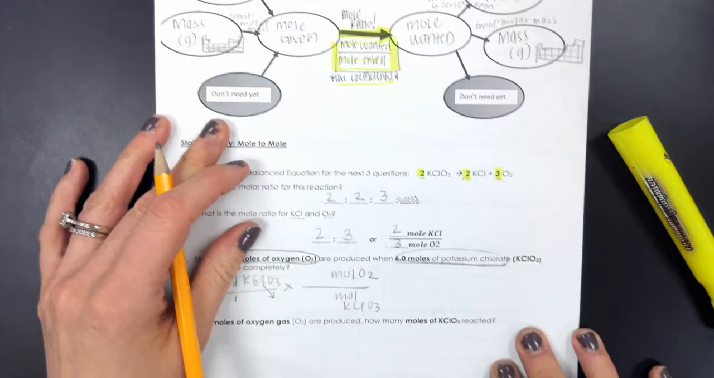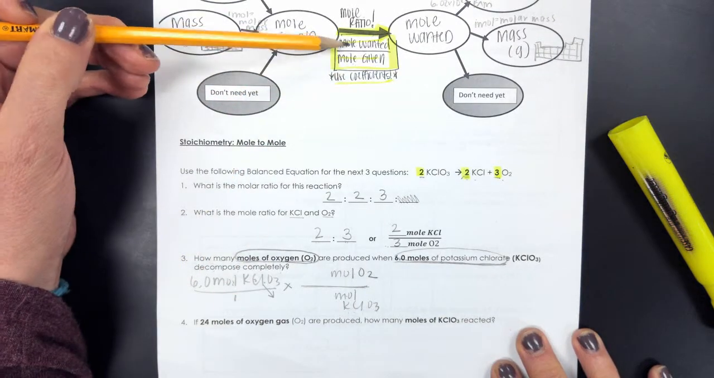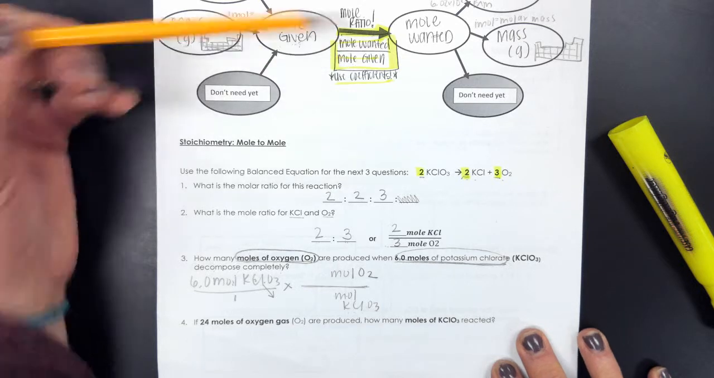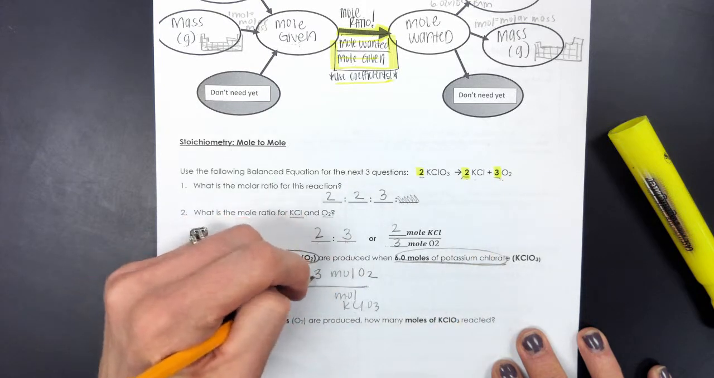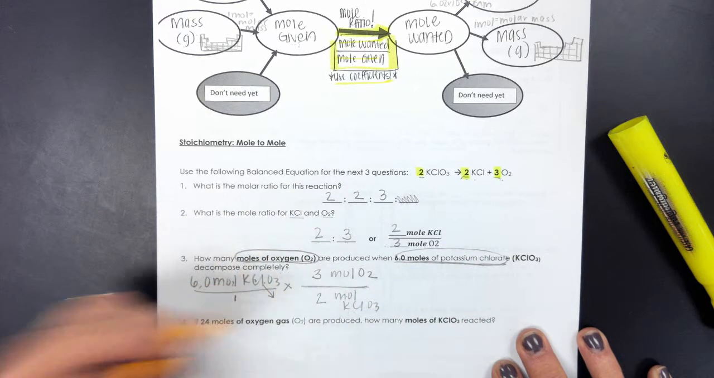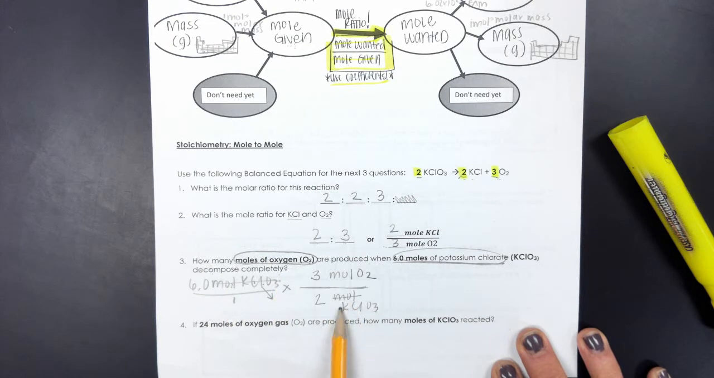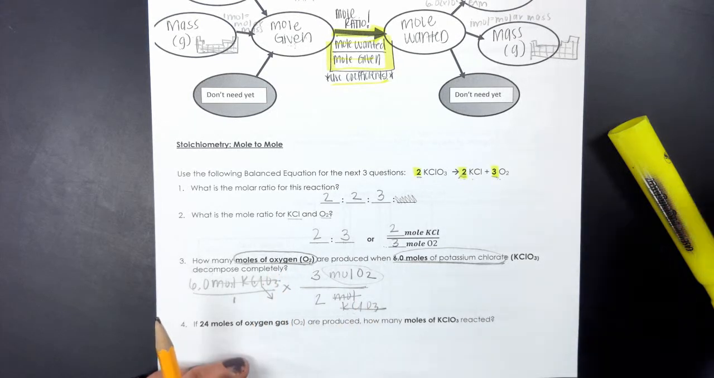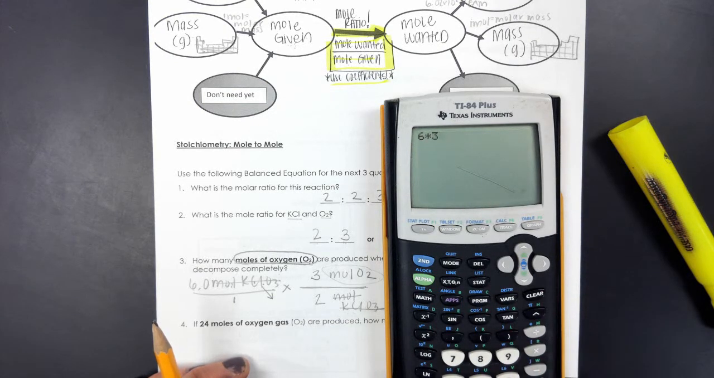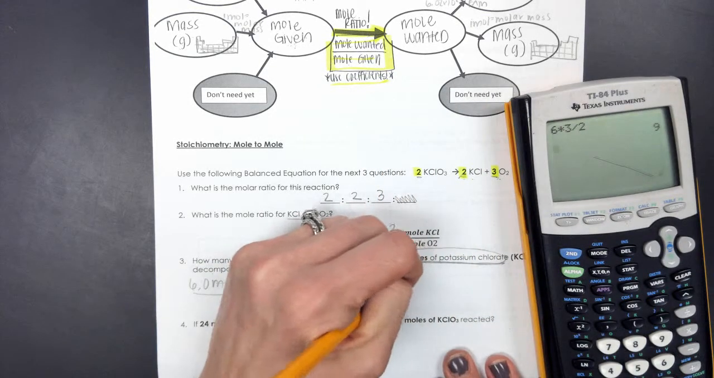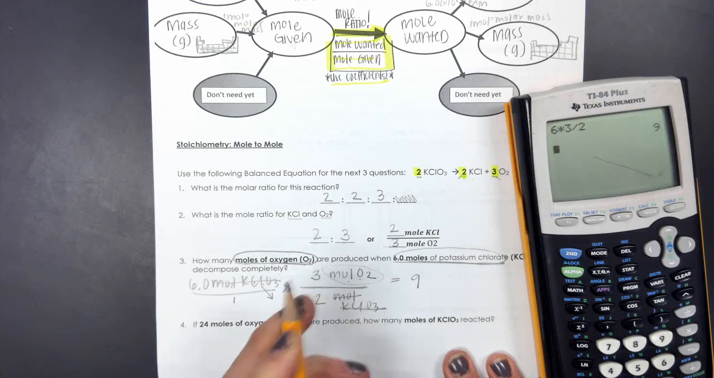Okay, so this is my step. This is my mole ratio step. The minute you have moles of wanted on top over moles of given, you use your coefficients. So I have 3 moles of O2 and 2 moles of KClO3. I've canceled out moles of KClO3, and I am in moles of O2, which is exactly what I asked for. So to solve this, you multiply everything on the top, 6 times 3, and then divide by anything on the bottom, and I get 9. 9 what? 9 moles of oxygen.